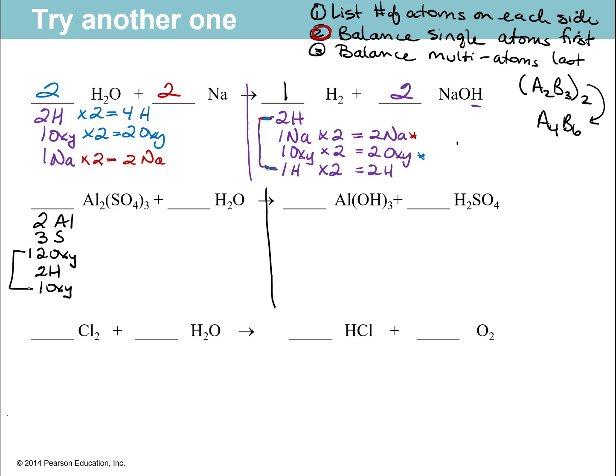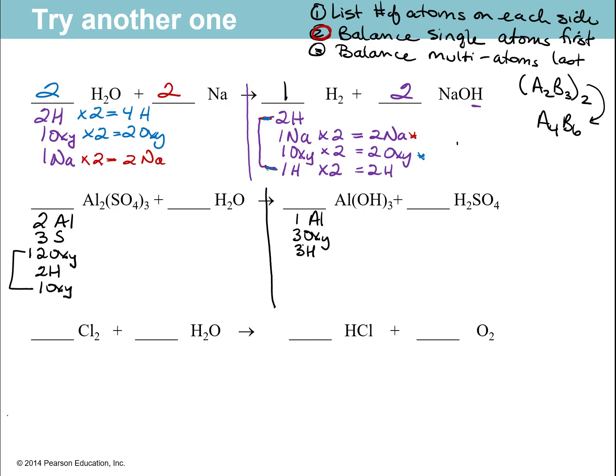Then go over to the other side. How many aluminum? 1 aluminum. How many oxygen? 3, because it's OH with the parentheses 3. So that means I have 3 oxygen and I have 3 hydrogens. So with the parentheses, everything inside is multiplied by what's outside.